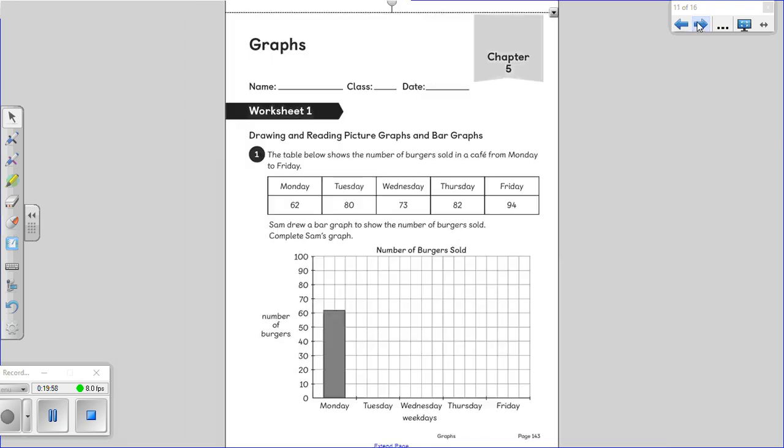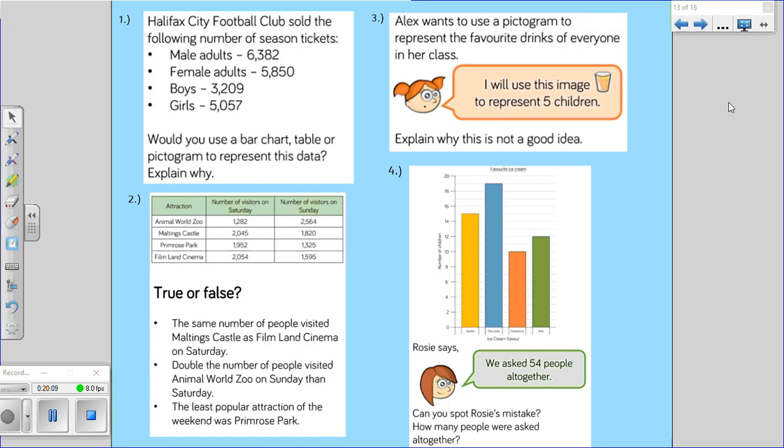Okay, so now have a go at the worksheet. Give yourself enough time, and then when you've finished, if you're feeling daring, have a go at the extension questions. Okay, so hopefully you've had a go at the extension questions as well, and remembered to explain as well.